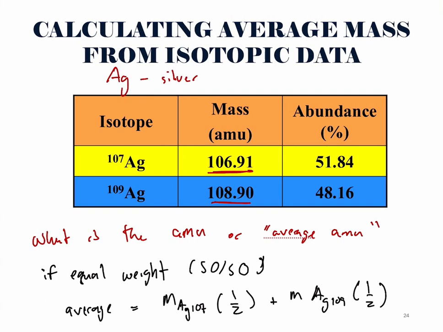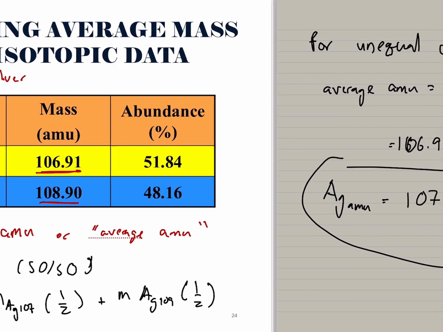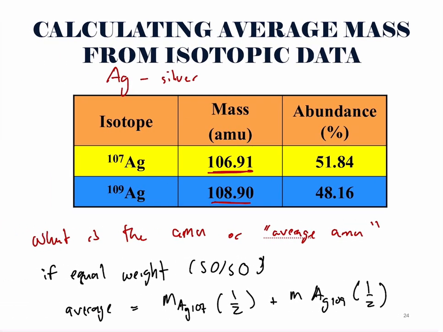Oh, I got those values from the table. So the table would give me some value like that, the relative mass of each isotope. So those would be given. Yeah, those would be given for something like this.